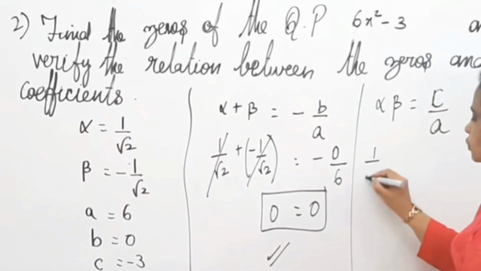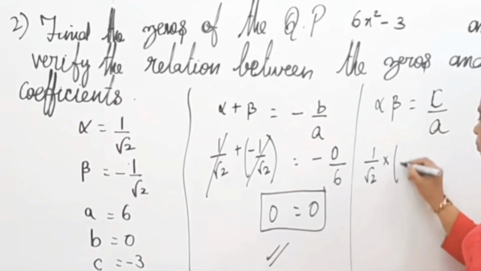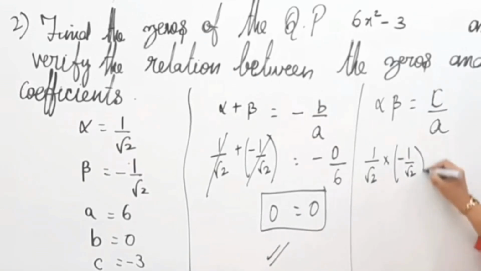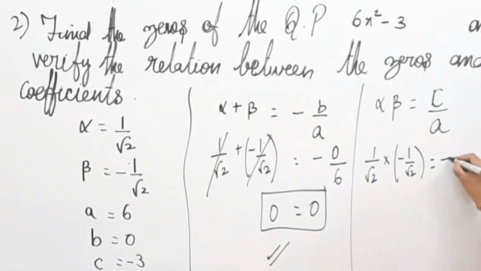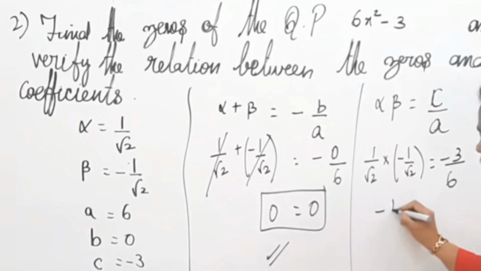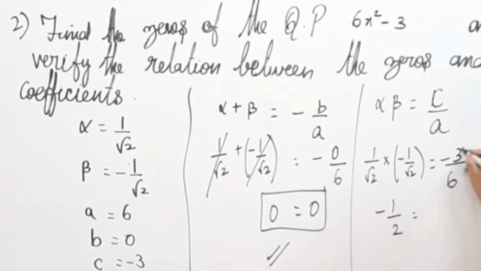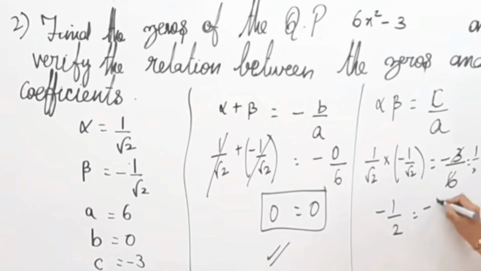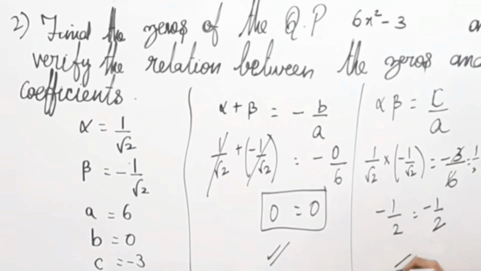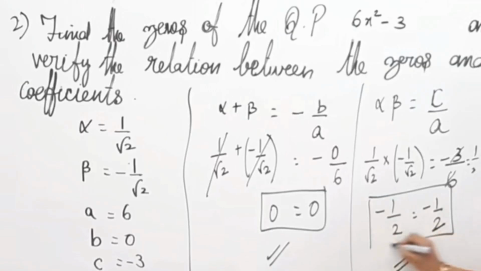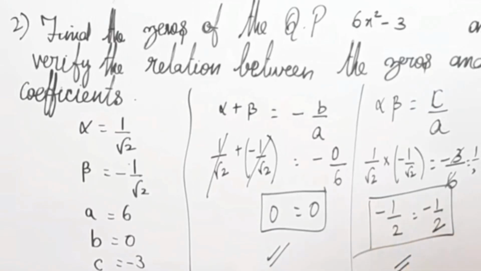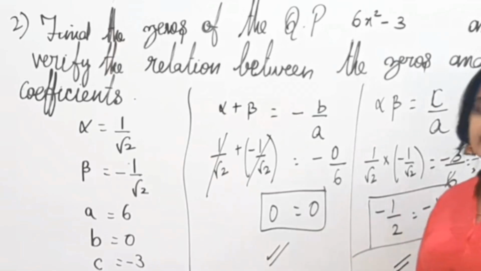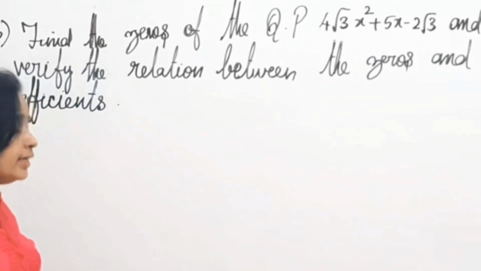Now the second relation is alpha beta is equal to c by a. My alpha is 1 by root 2 into minus 1 by root 2, which is equal to my c, which is minus 3, divided by a, which is 6. So this becomes minus 1 by 2, which is equal to, on cancelling, again minus 1 by 2. So my LHS is equal to RHS, so both the relations are verified for this polynomial. And now we move on to the third question.